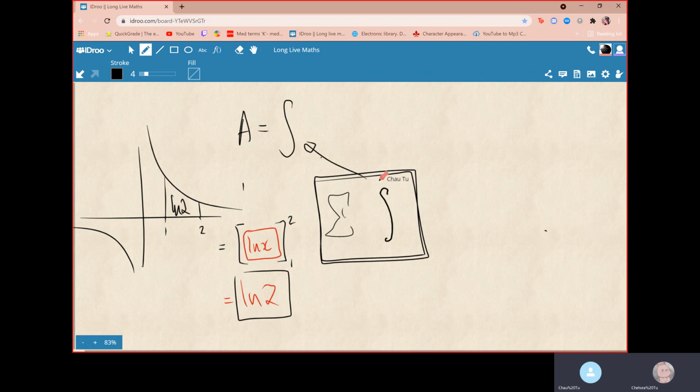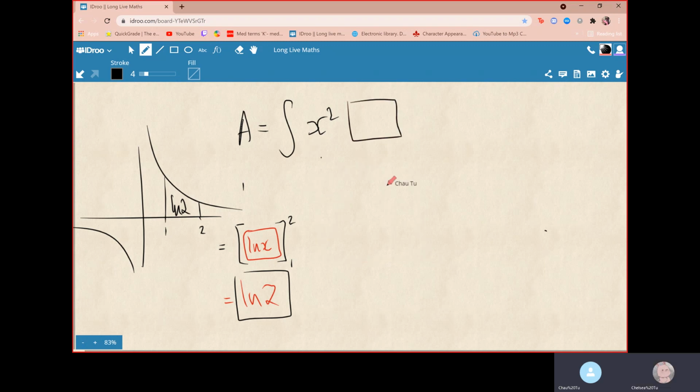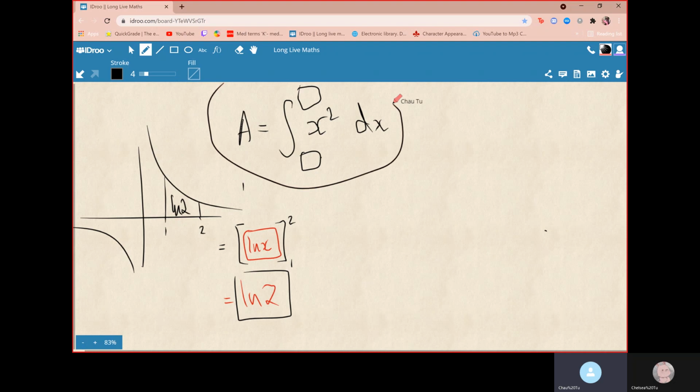Okay, good thought. And then if you want to find the area underneath the x squared, it would be x squared. And then what goes in here, Chelsea? dx. dx, which we will look at in the future. And then from whatever to whatever. Okay, Chelsea? So you now have the ability to work out the area underneath a curve by just integrating it.